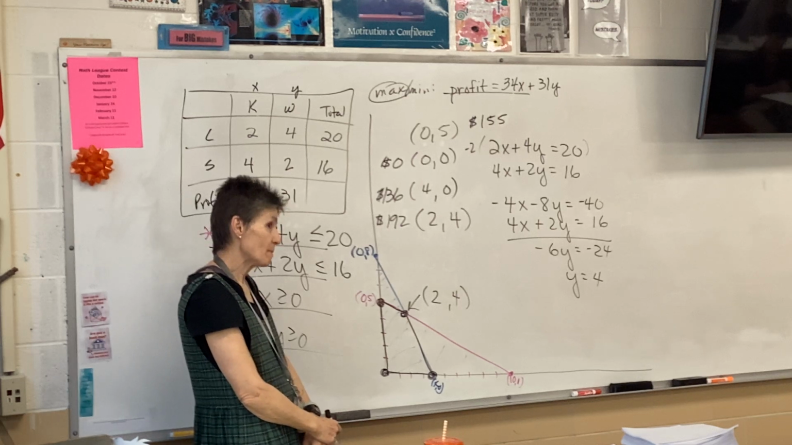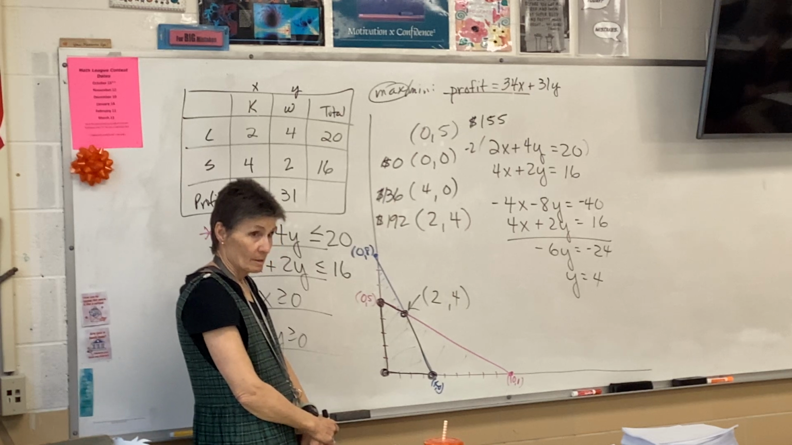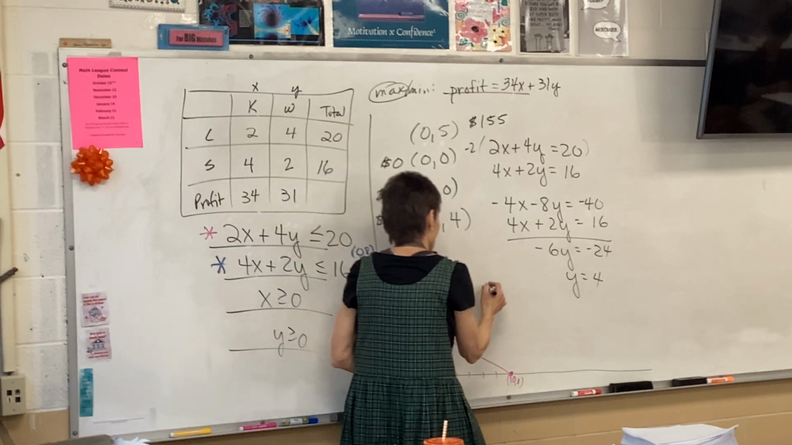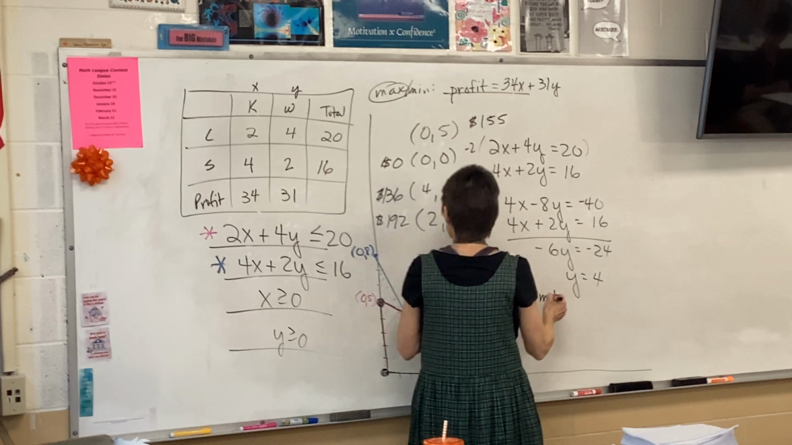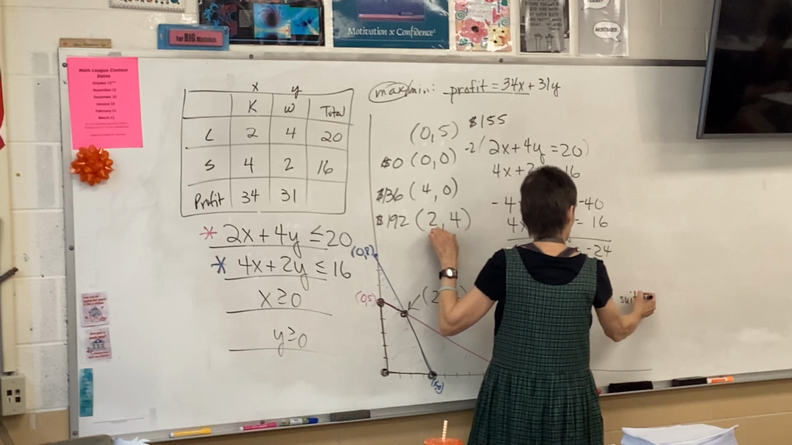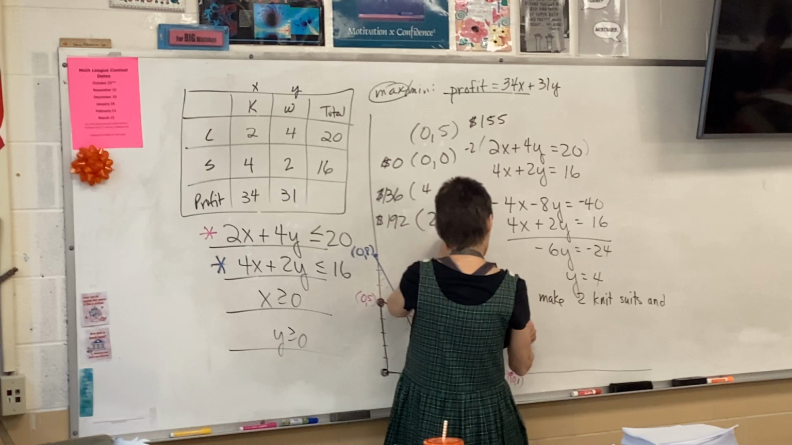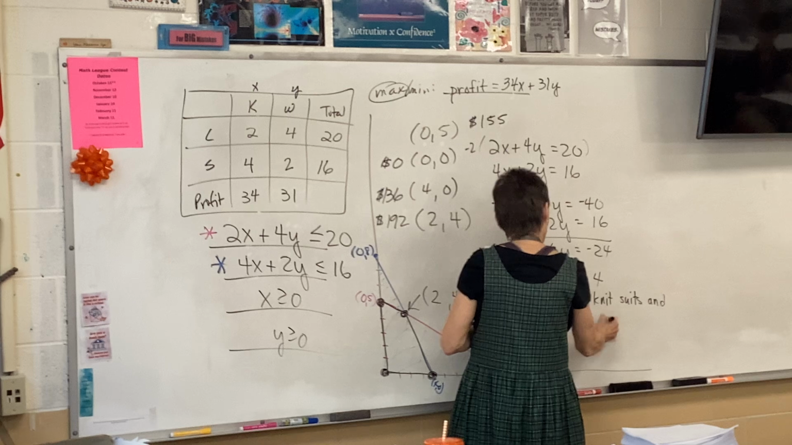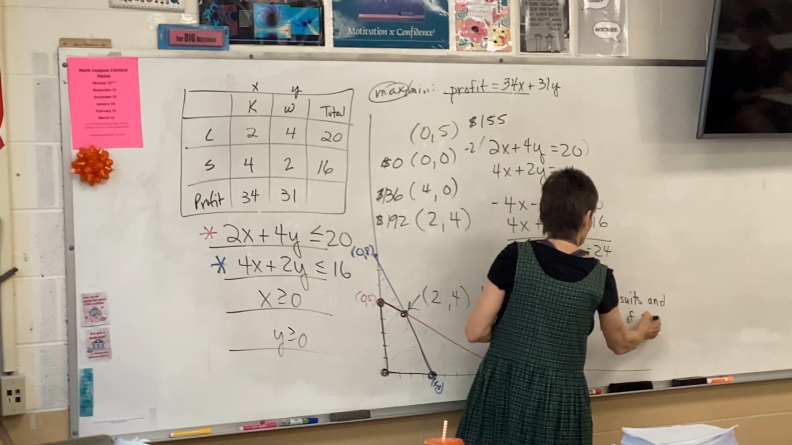So if you're this businessman, what are you gonna tell him to do? Remember, we're gonna write a sentence. He should make 2 knit suits and 4 worsted suits for a profit of $192.